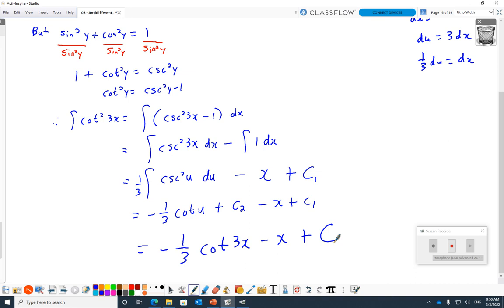How many more do I got to do? Go. Time's becoming an issue here. Oh, cos cubed's much easier. Okay, much easier example coming. More time?